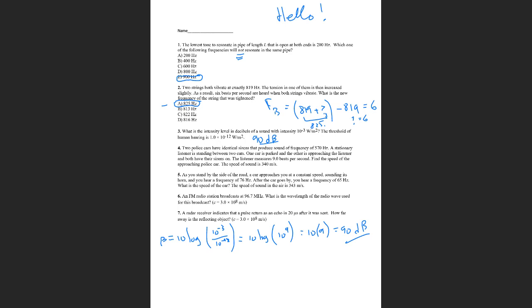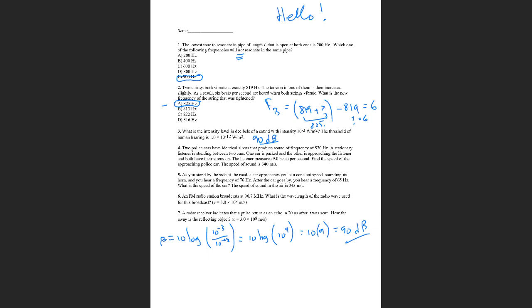All right, let's do number 4 here. 2 police cars have identical sirens that produce sound frequency of 570 hertz. The stationary listener is standing between the 2 cars. One car is parked, and the other is approaching. All right, so we've got 2 sounds mixing, so we're going to get a beat frequency, but then one is moving, so we've got the Doppler effect going on. Both cars have the sirens on. The listener measured 9 beats per second.